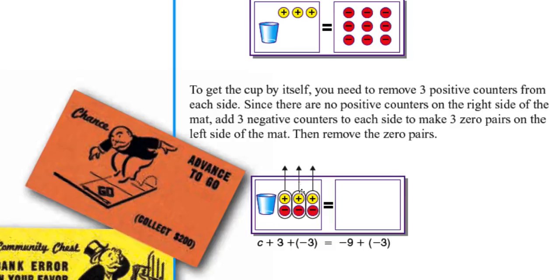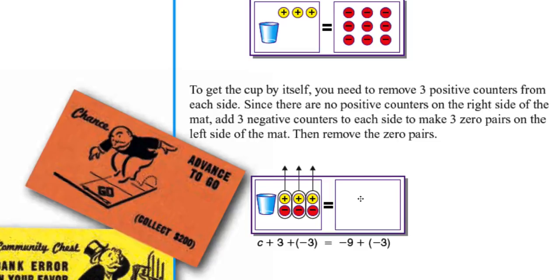Okay? And now we remove the 3 negative counters by adding, we add 3 negative counters to each side to make 3 zero pairs on the left side of the mat. Okay, and then we simply remove the zero pairs. So what we did, we put 3 negative counters, we made 3 zero pairs, we removed the 3 zero pairs.